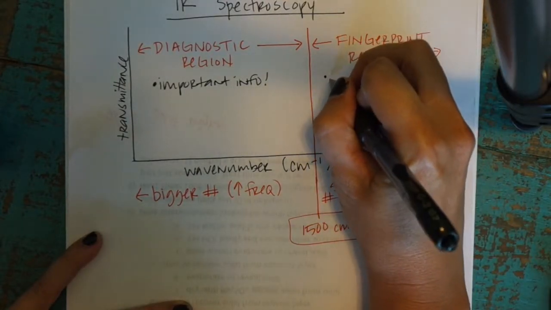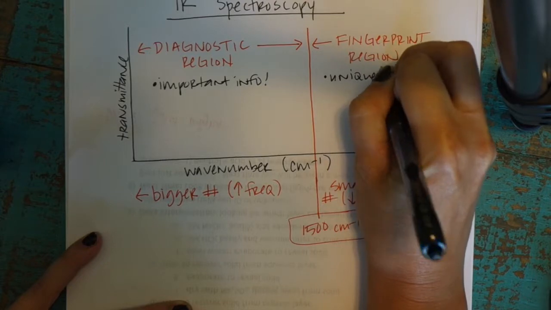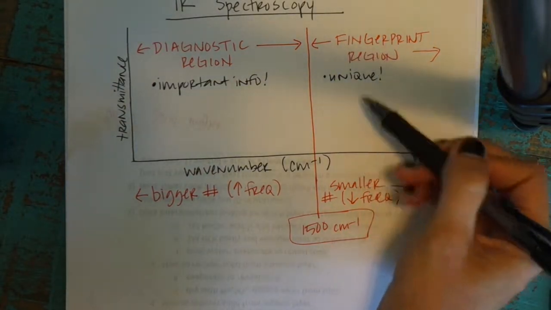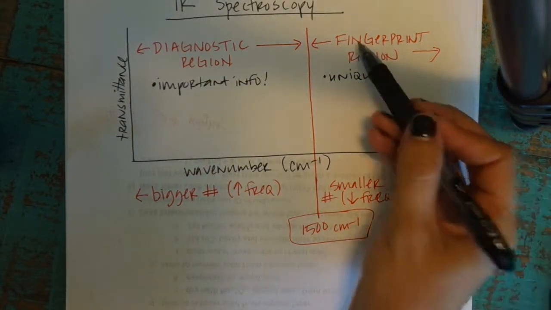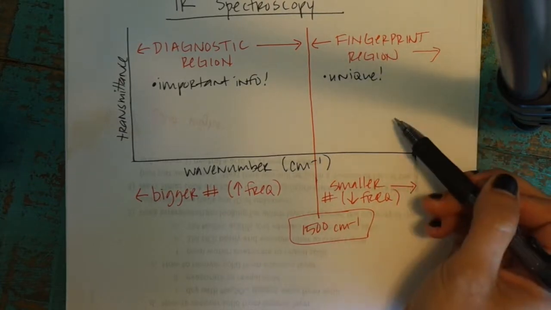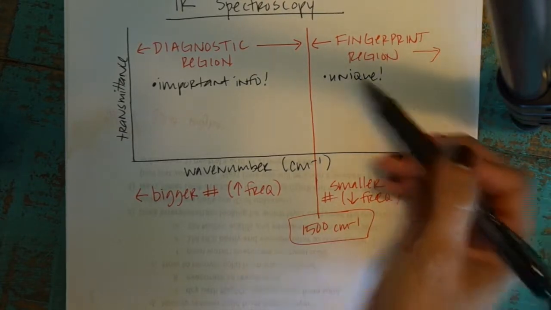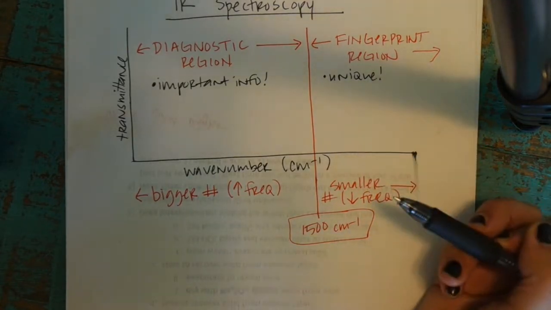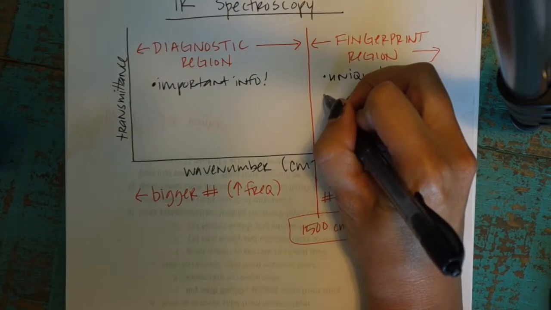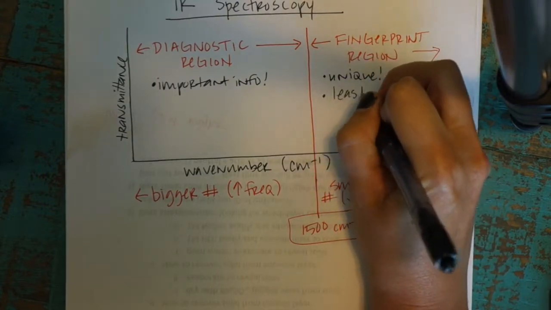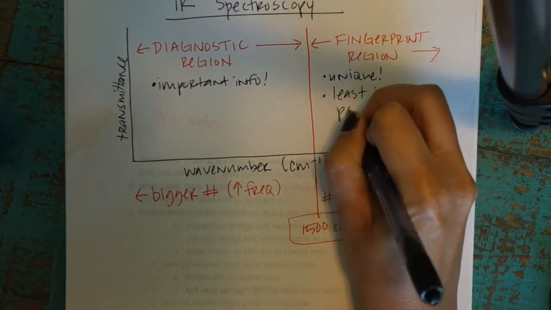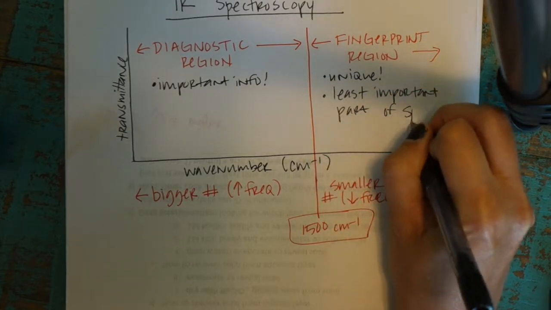The fingerprint region, however, is unique for each compound. So just like every person has a unique fingerprint, every compound has a unique kind of pattern in the fingerprint region. So this might not tell you necessarily what functional groups you have, but if you know what functional groups you have and you're comparing two compounds, you can compare their fingerprint regions to kind of make an identification that way. This is also, as I said before, the least important part. So a lot of times you're not ever even going to look here.